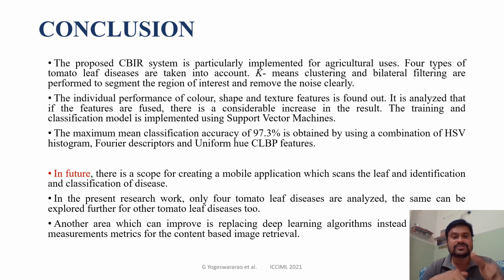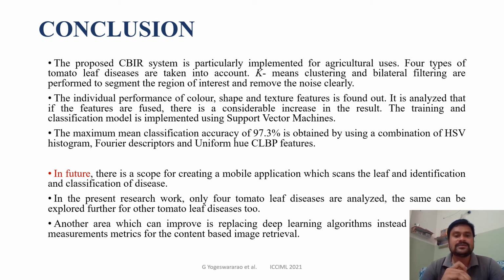In future this work can be extended by creating a mobile application to scan the leaf and identify the classification of diseases. That is one possibility. In the present work we used only 4 types of diseases plus healthy, a total of 5 types of leaf classes. In future we may increase the different types of leaf diseases.